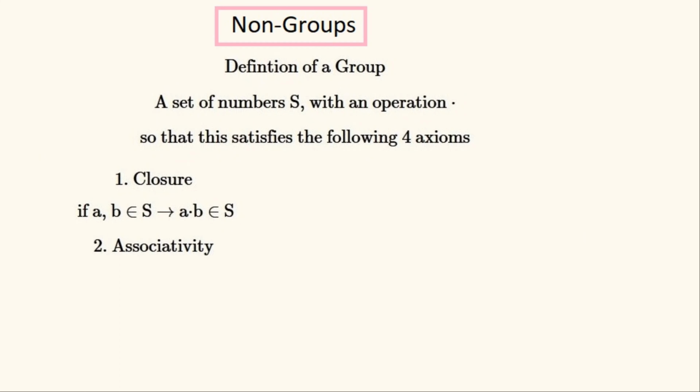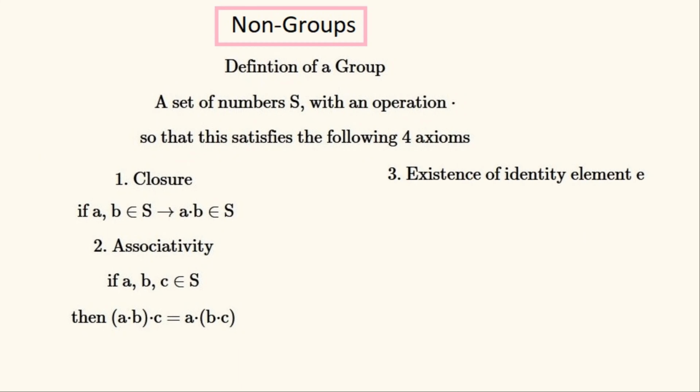The second axiom is associativity. If these three numbers are in the set S, then this statement is true. The brackets show which operation is done first, which is the dot operation in this case.